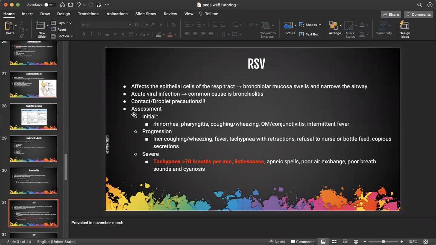So they're not the same, but they're almost kind of similar a little bit. Again, remember for bronchiolitis, the common cause is RSV. For RSV, you want to initiate contact and droplet precautions. The assessment: for the initial assessment, they'll have rhinorrhea, pharyngitis, coughing, wheezing, otitis media, or conjunctivitis, or intermittent fever.